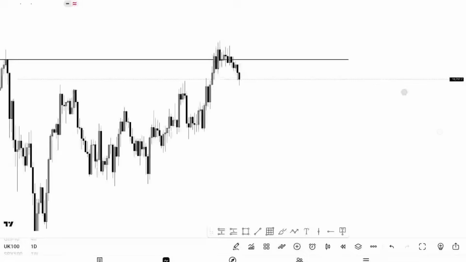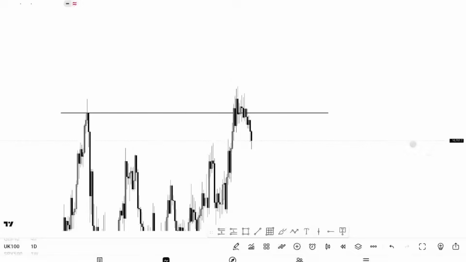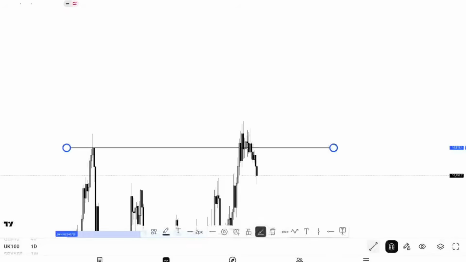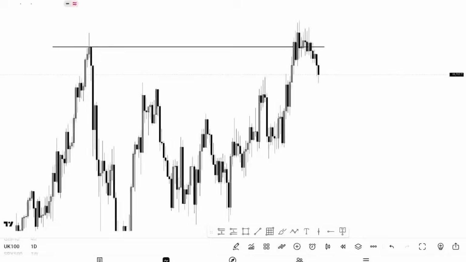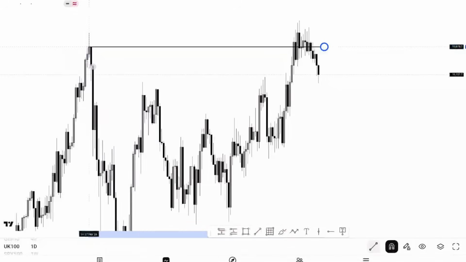Let me show you on a daily time frame. On a monthly time frame, this is the key level we are trying to trade. On a daily time frame, this is the key level. This is the rejection we marked out on the monthly time frame, where it's still very much valid.